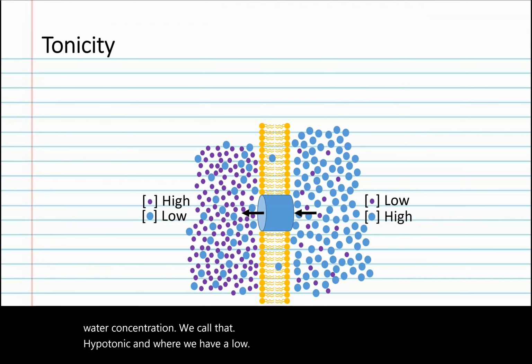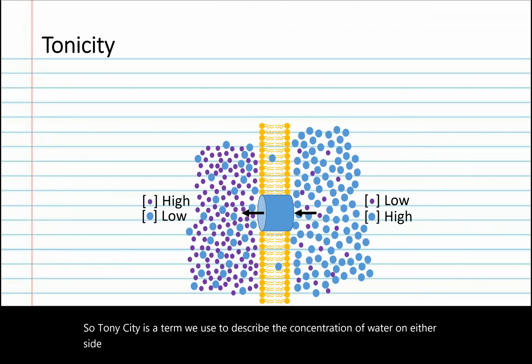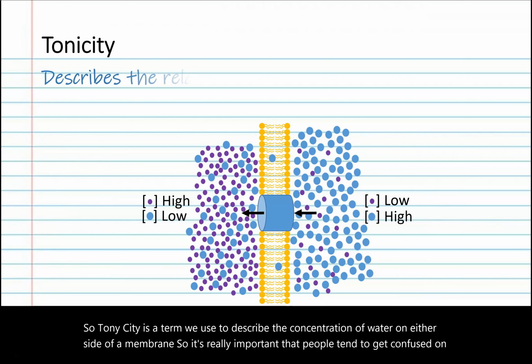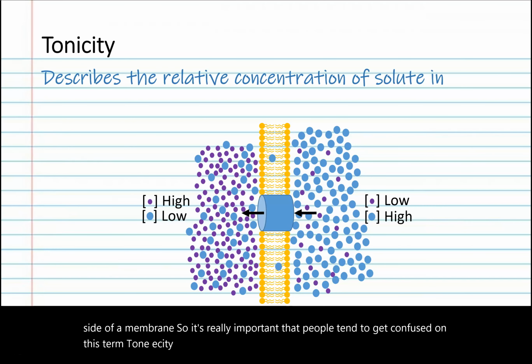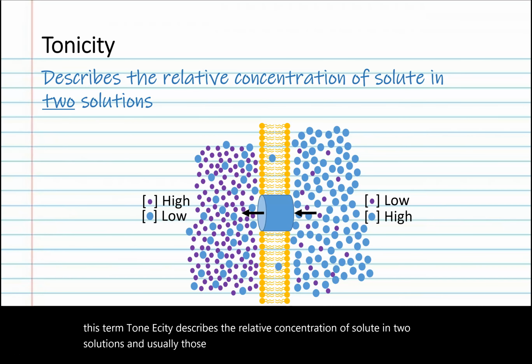So tonicity is a term we use to describe the concentration of water on either side of a membrane. This is really important because people tend to get confused on this term. Tonicity describes the relative concentration of solute in two solutions, and usually those two solutions are separated by a membrane.